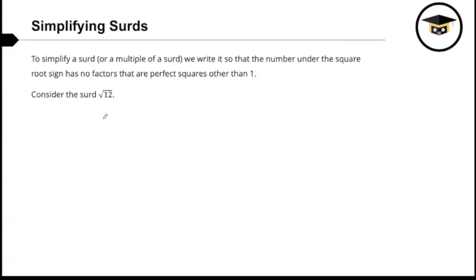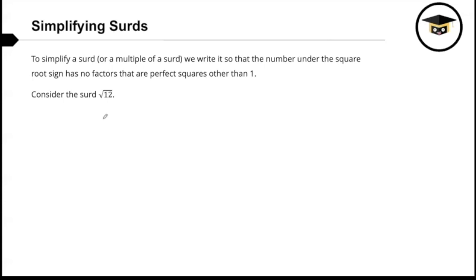So now let's talk about simplifying surds. Now, this is a really important concept, and it's one of the main things that carry over from year 9 all the way till year 12. So to simplify a surd or a multiple of a surd, we write it so that the number under the square root sign has no factors that are perfect squares other than 1.